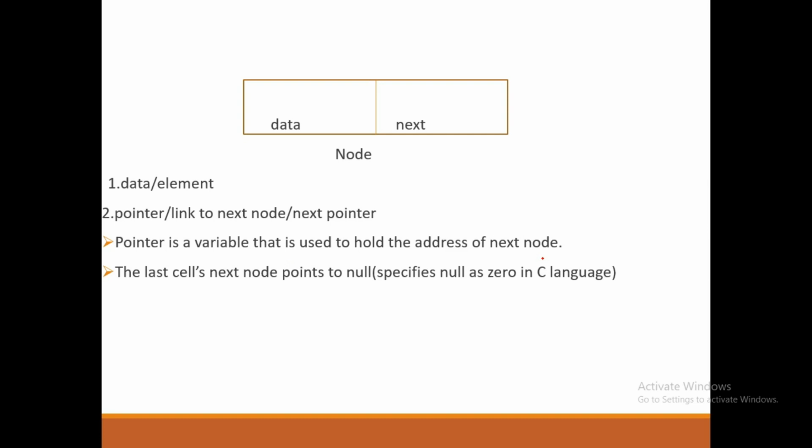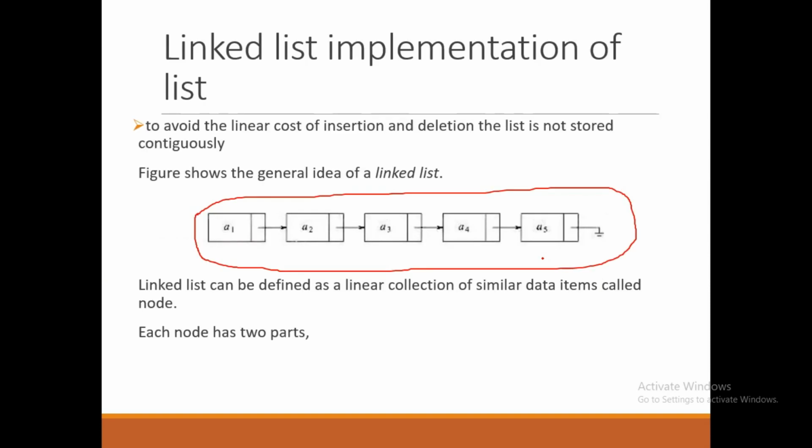So in our linked list, if you are having 10 data items, we need 10 nodes. Okay. So the last node's next pointer will be 0. Look at this diagram so that you can understand. In the list we are having 5 elements, that is A1, A2, A3, A4 and A5. A5 is the last element in our list.